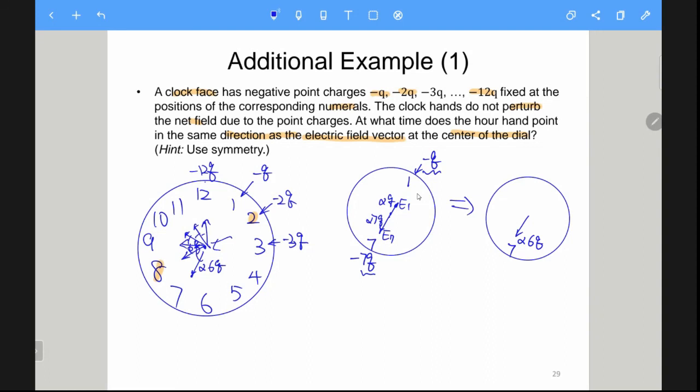After they are adding up, they will turn out to be something like 9 o'clock, 10 o'clock, and then it points to right between these two. So the overall E field should point in this direction. And of course, this should refer to 9:30.